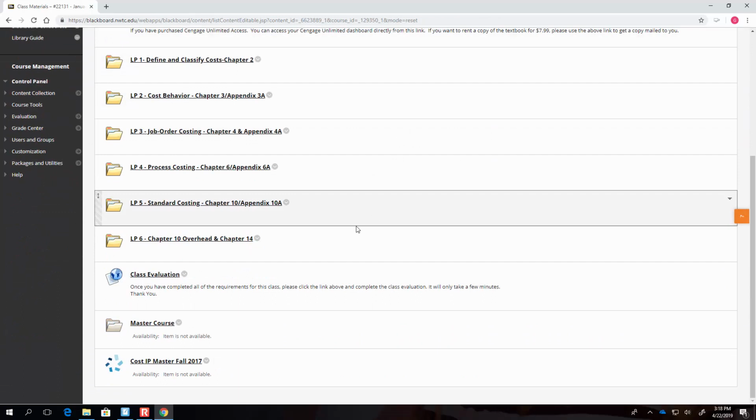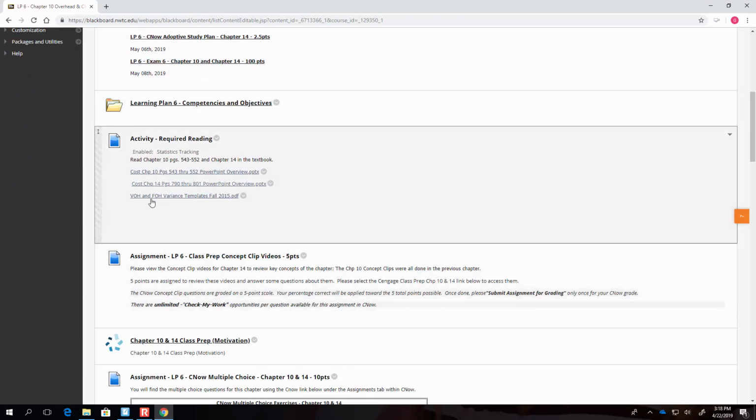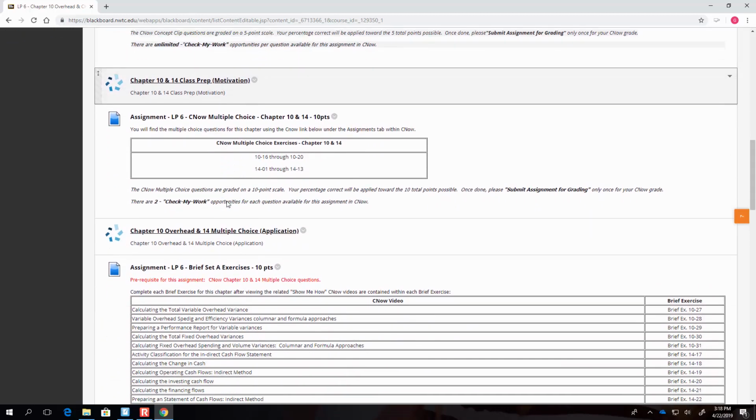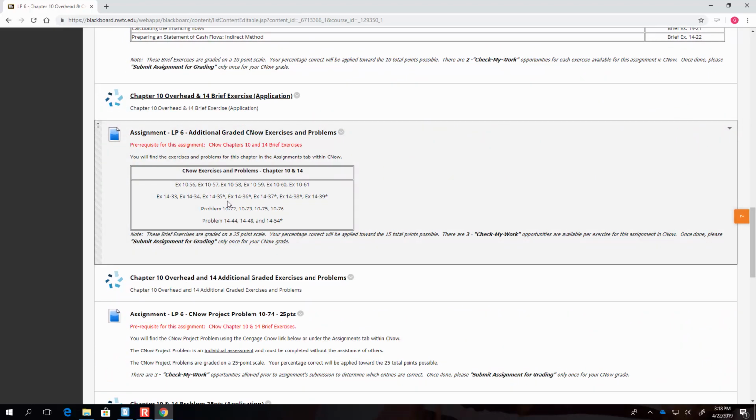There are templates there that you can use. The ones I used today are out there. I know they're kind of dated, fall of 2015. There's really no need for me to change it. And I don't see the indirect method cash flow template, unless I have it down here. But I don't think I do. Let me add that quick for you.